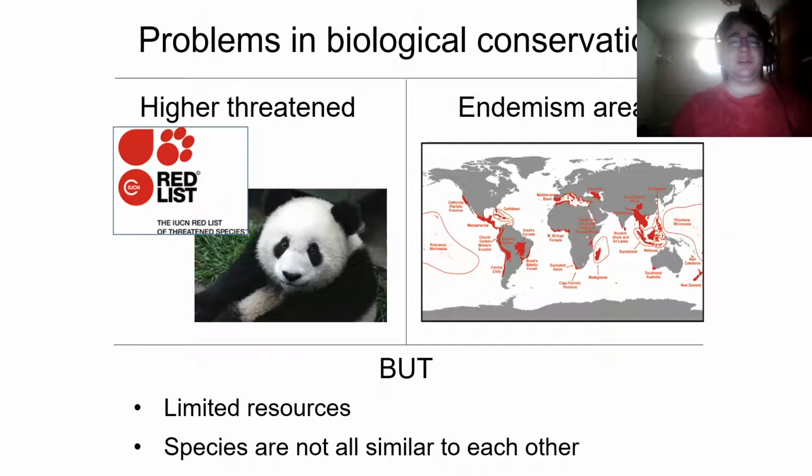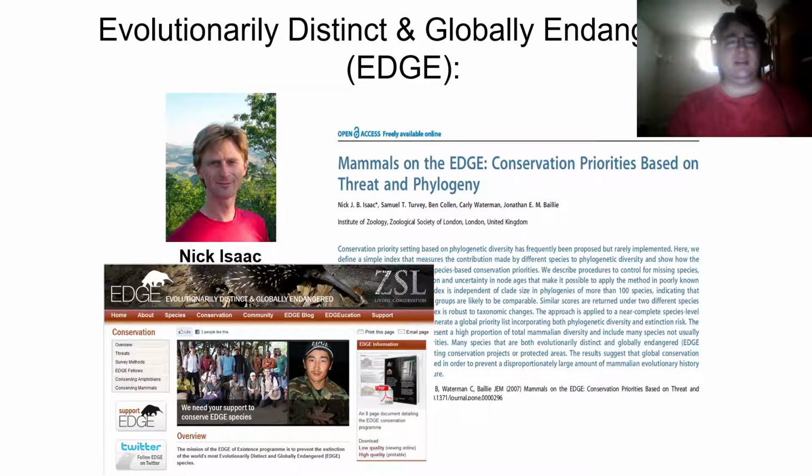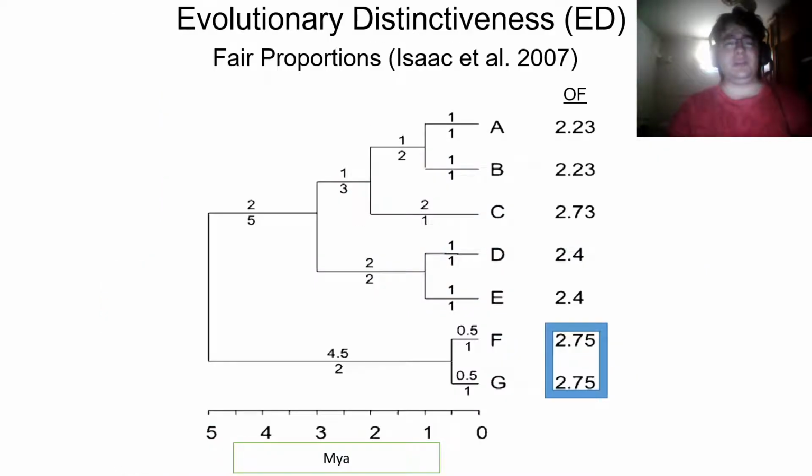So we have problems in biological conservation. We know that some species are more threatened than others, and we know that there are endemism areas, but we have limited resources, and species are not all similar to each other. So projects like the EDGE project came to prioritize species and areas based not only on how threatened they are, but also on the evolutionary history of species. So how does the EDGE project function?